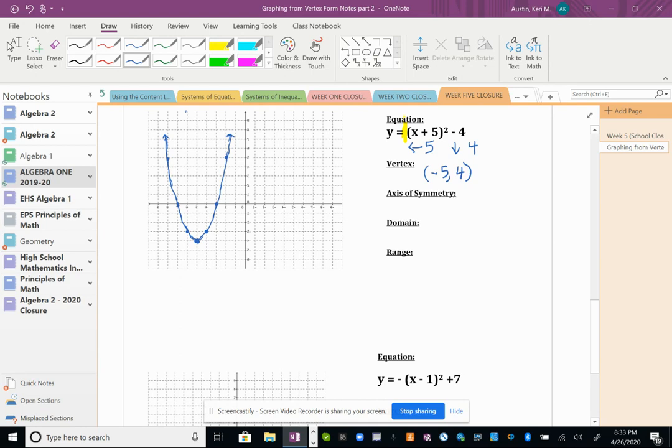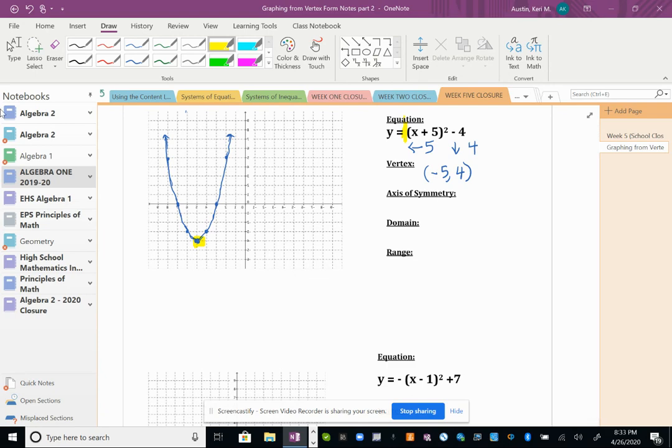Okay. You see how easy that was to graph? And all I had to do is figure out where this vertex was and then apply my pattern. 1, 1, 2, 4, 3, 9. Same to the other side. 1, 1, 2, 4, 3, 9.